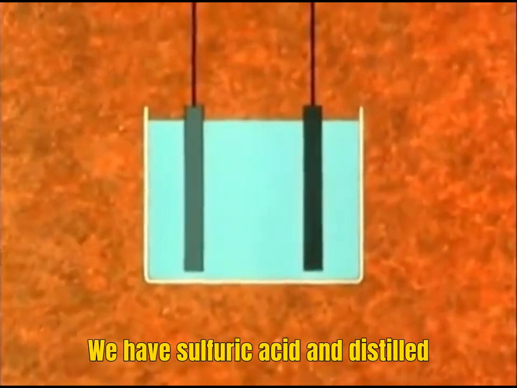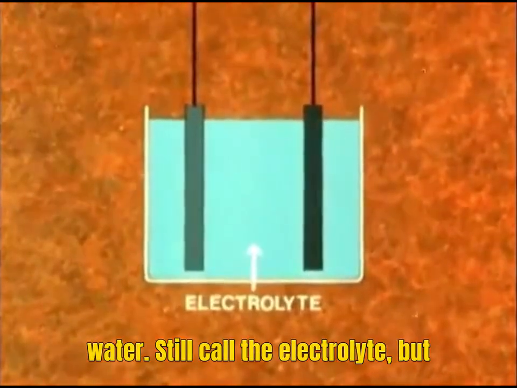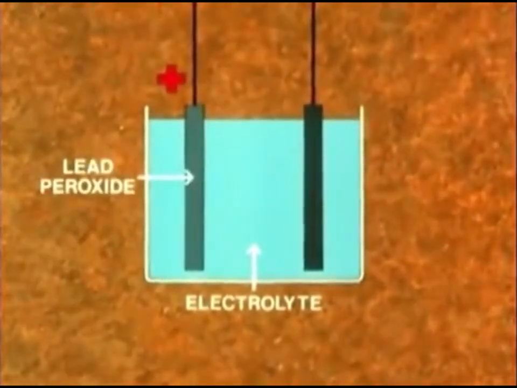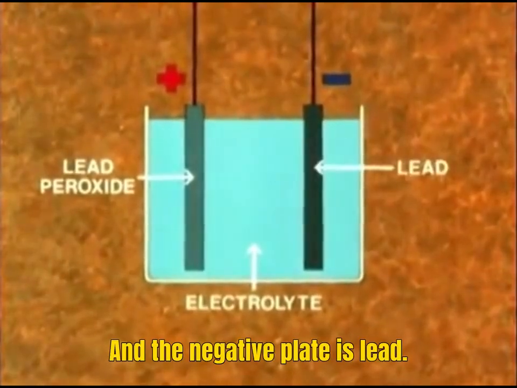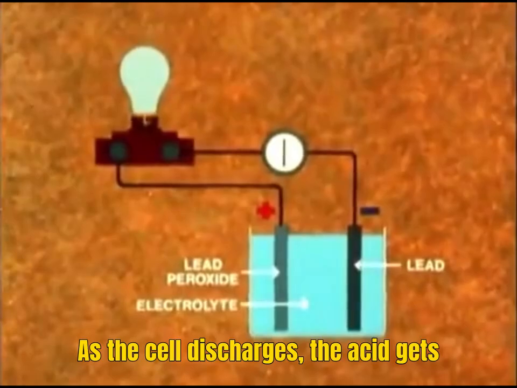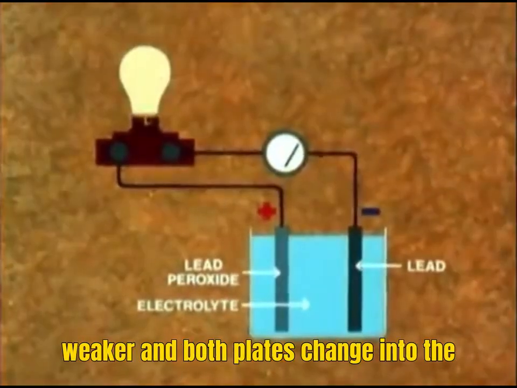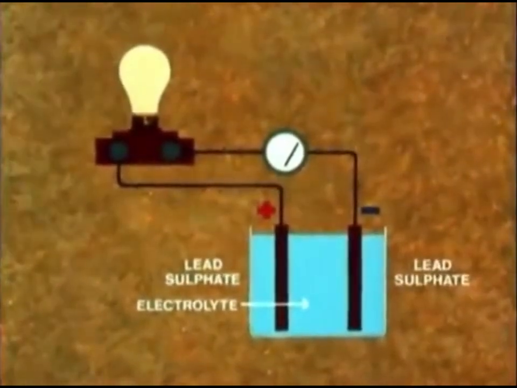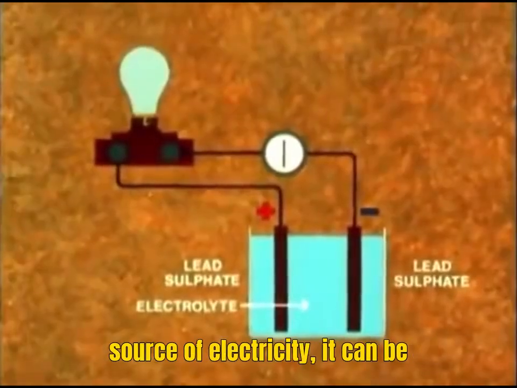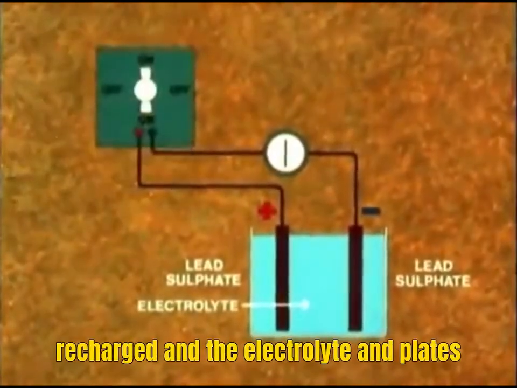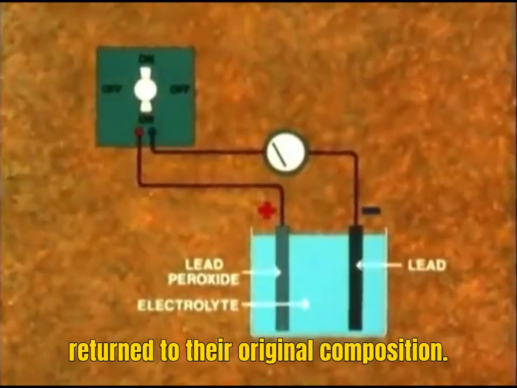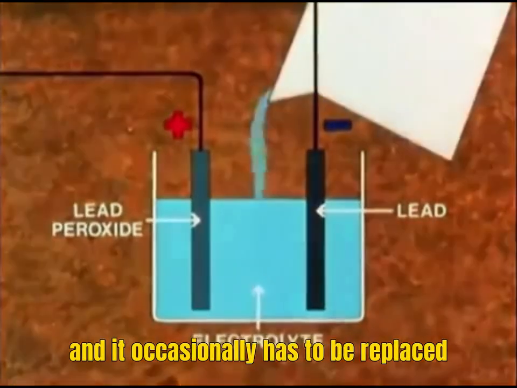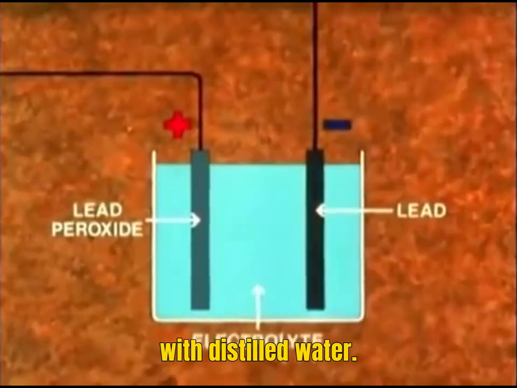This is how a secondary cell works. We have sulfuric acid and distilled water, still called the electrolyte, but the plates are different. The positive plate is lead peroxide, and the negative plate is lead. As the cell discharges, the acid gets weaker, and both plates change into the chemical lead sulfate. However, on connecting the cell to a source of electricity, it can be recharged, and the electrolyte and plates return to their original composition. Water evaporates from the cell in use, and it occasionally has to be replaced with distilled water.